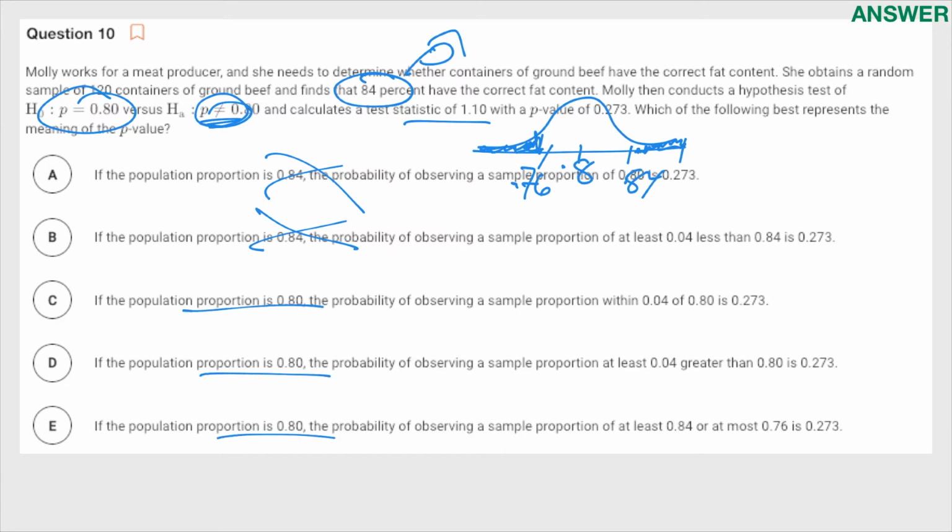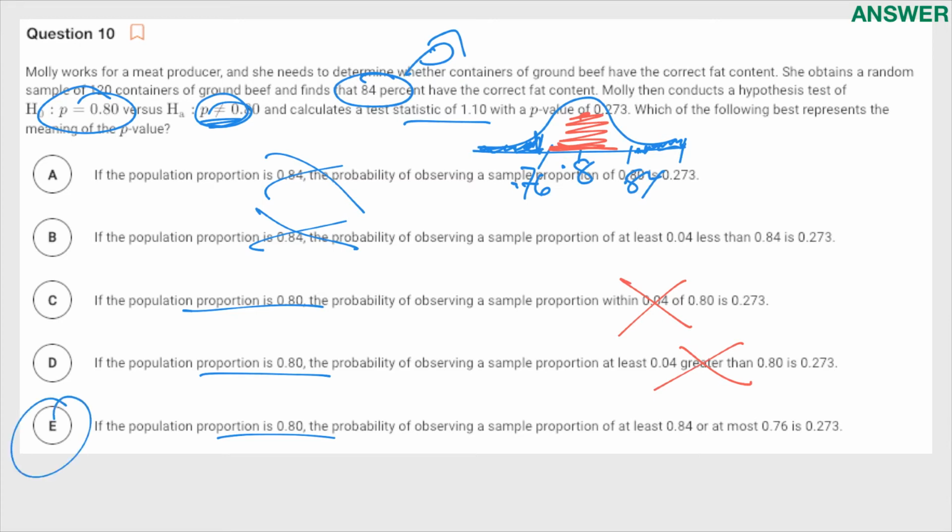The probability of observing a sample proportion within 0.04 of 0.8 is 0.273. That's close, but that would be the area between these two values, and that's not what we have, so this one is out. It's not within 0.04. If the population proportion is 0.8, the probability of observing a sample proportion of at least 0.04 greater than 0.80, that's only a one-tailed test, so the correct answer is E.